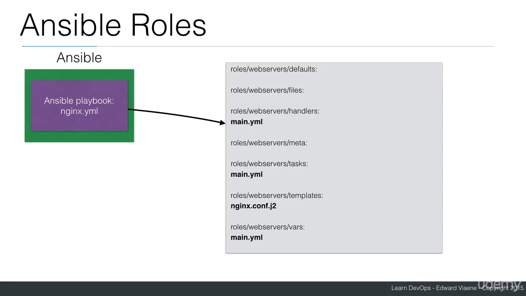By default, Ansible will look for the main YAML file in the directories. You see that we've split out the handlers, the tasks, the templates, and the variables. Let's have a look at the files themselves.